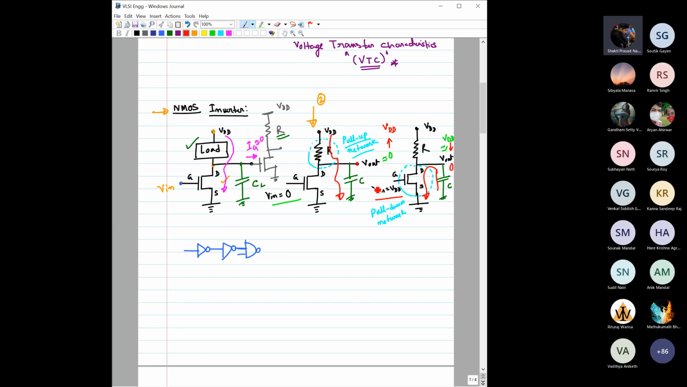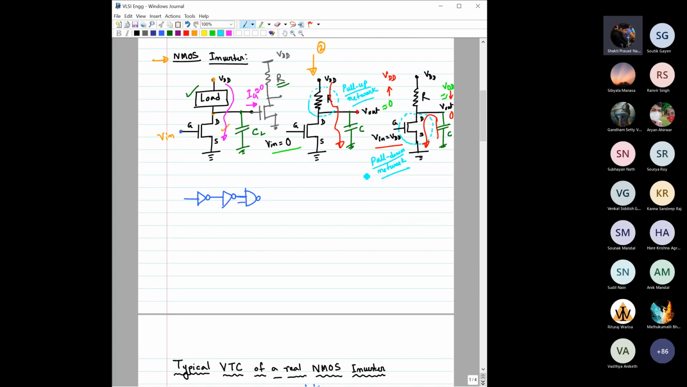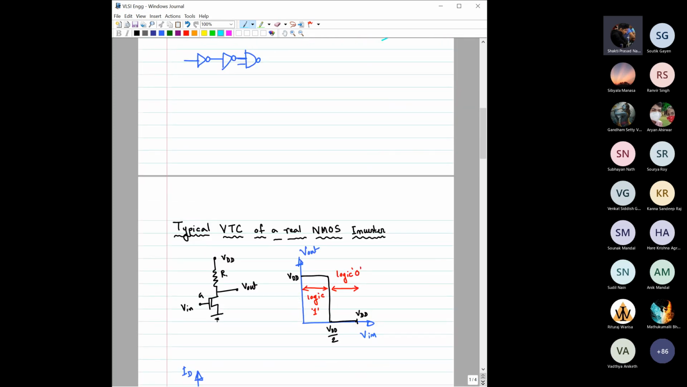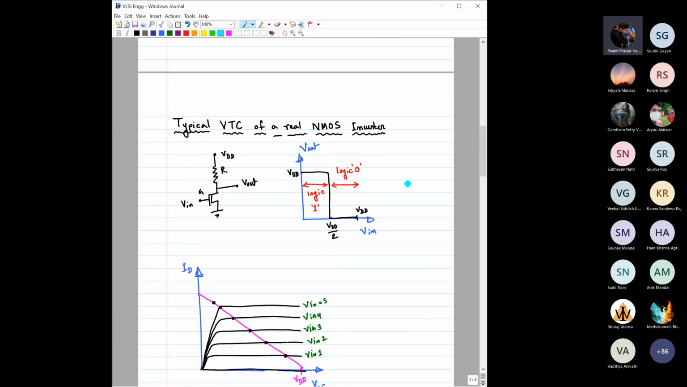As a result, this particular part is called the pull down network. So I hope this definition is clear to you, what is the pull up network and what is the pull down network. If this part is clear to you, then let us go to the next case and see what this is.